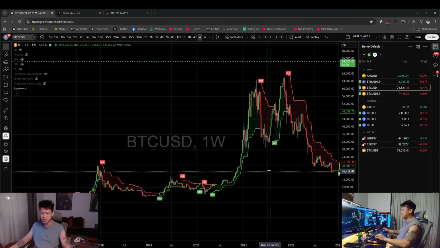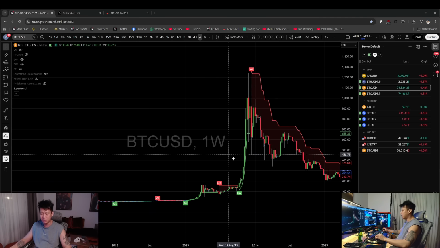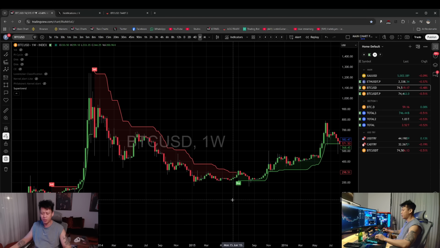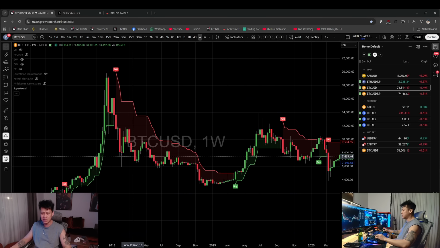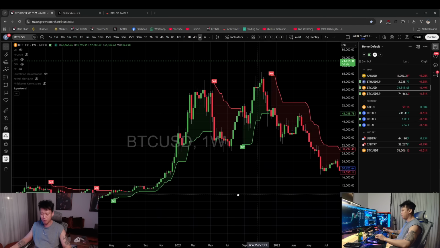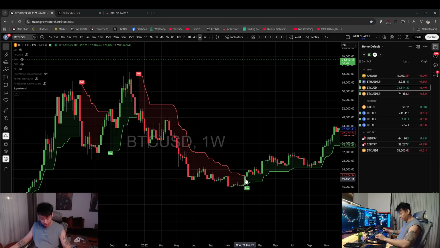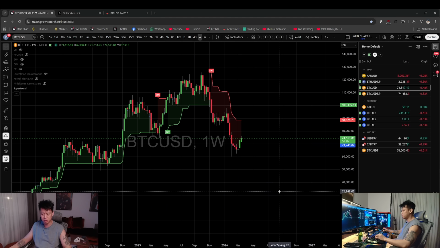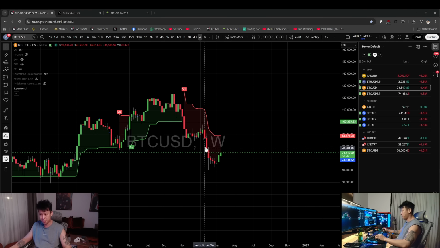But what we can say is that every bear market that we've seen, guys, it stays red the entire time till the bottom. So what do you think will happen here too? I think it's going to stay red the entire time till the bottom as well.